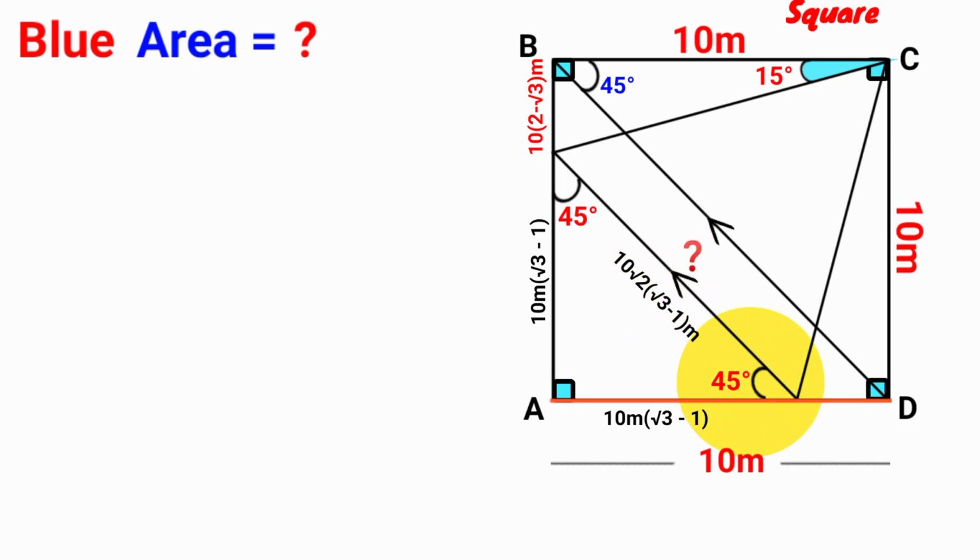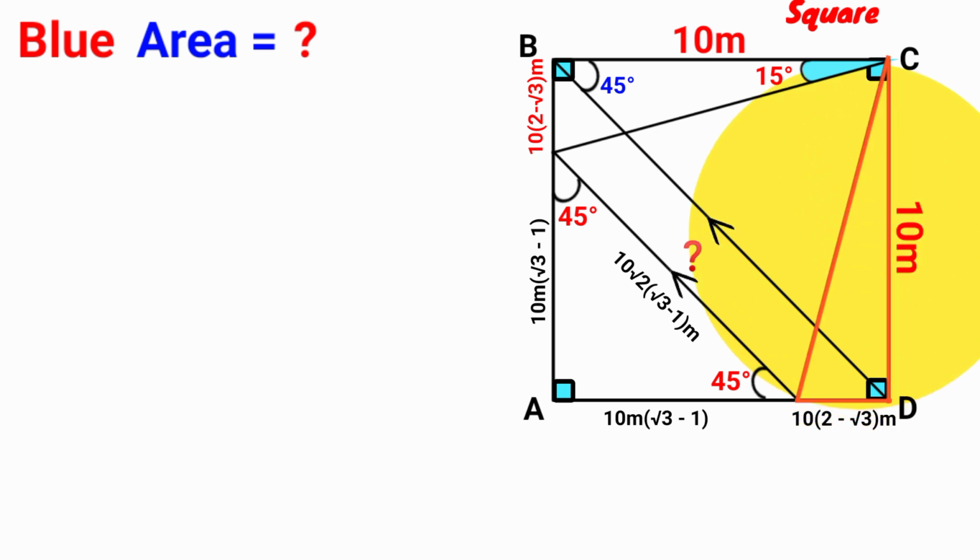Now let's focus on this line AD. Its length is 10 meters, but we have this to be 10 meters open bracket root 3 minus 1. This segment will be 10 meters minus 10 meters into bracket root 3 minus 1. Factor out 10 meters. It is 10 meters open bracket 1 minus root 3 plus 1. 1 plus 1 is 2. So it is 10 meters open bracket 2 minus root 3, which is 10 open bracket 2 minus root 3 meters. Look at this triangle now.